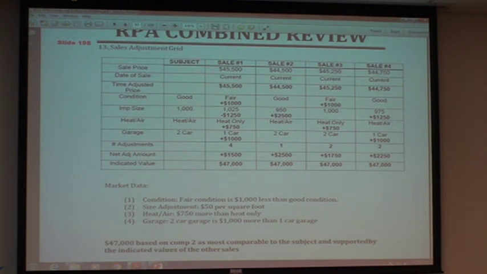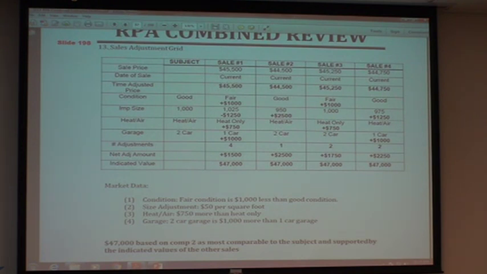So we know that this condition is gonna be adjusted by 1,000. Square footage times $50. Heat, car, 4 adjustments in cell number 1 for a total net adjustment of 1,500. Comes up to 47,000. Cell number 2 only has 1 adjustment for the square footage of 2,500.